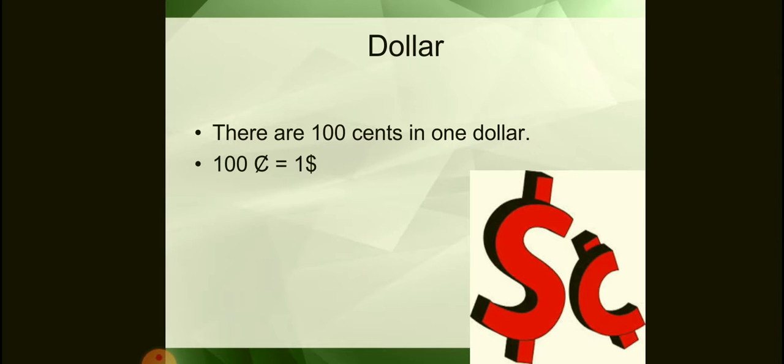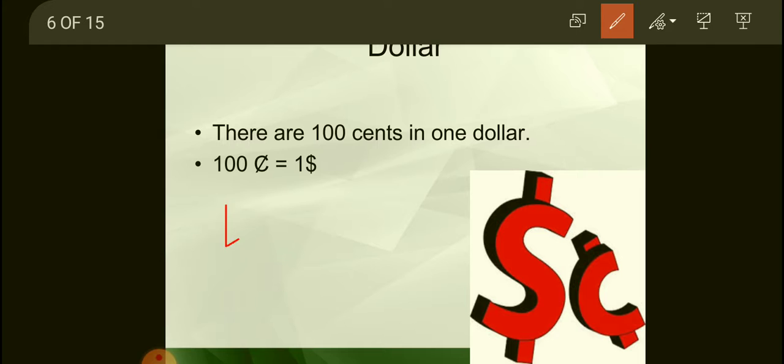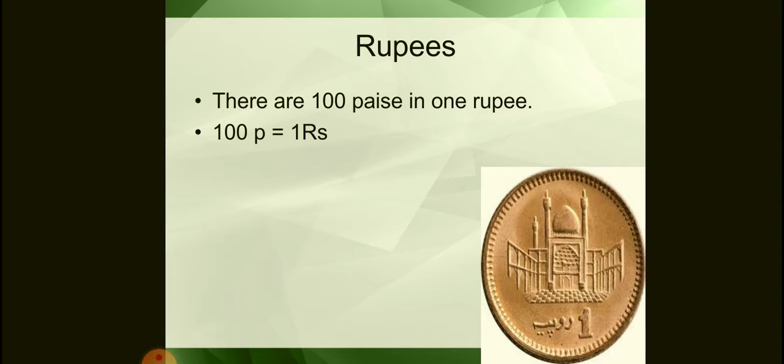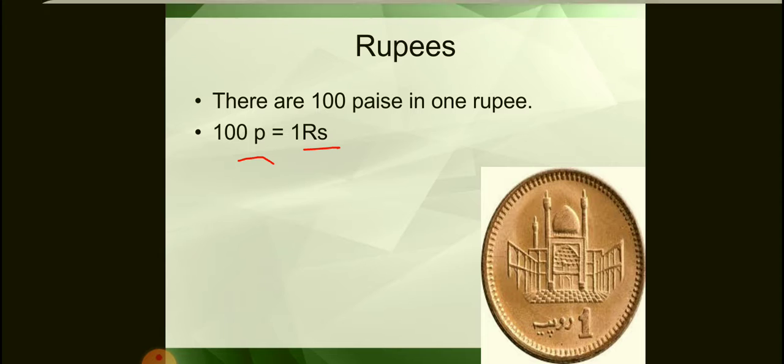Similarly, 1 rupee is 100 paisas, and similarly $1 is 100 cents. 1 rupee equals 100 paisas. This is the notation, the symbol that we use for rupees, and this is for paisa.